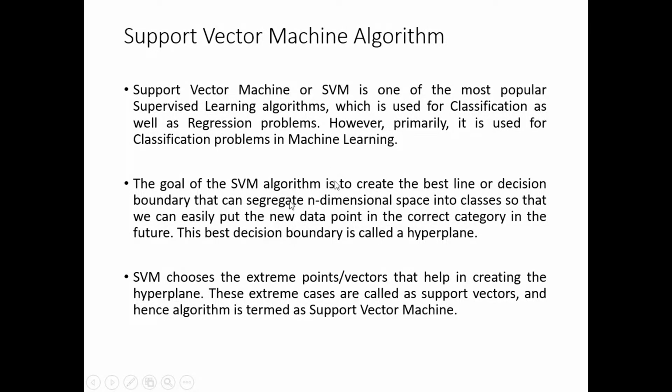that can segregate n-dimensional space into classes. In n-dimensional space there can be any point that you put on the space, and those points will be categorized into classes so that we can easily put a new data point in the correct category. The decision boundary is called a hyperplane. Understand? Okay, we'll have a visual graph also. Just understand theoretically what we are trying to do.